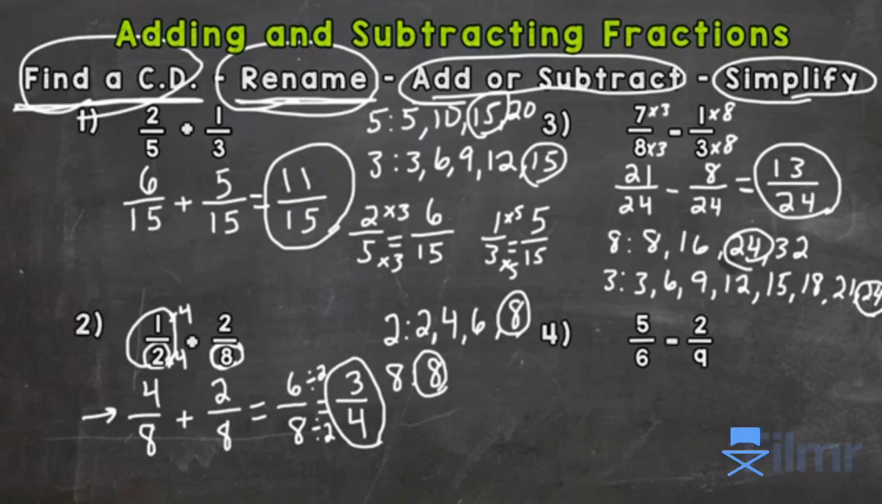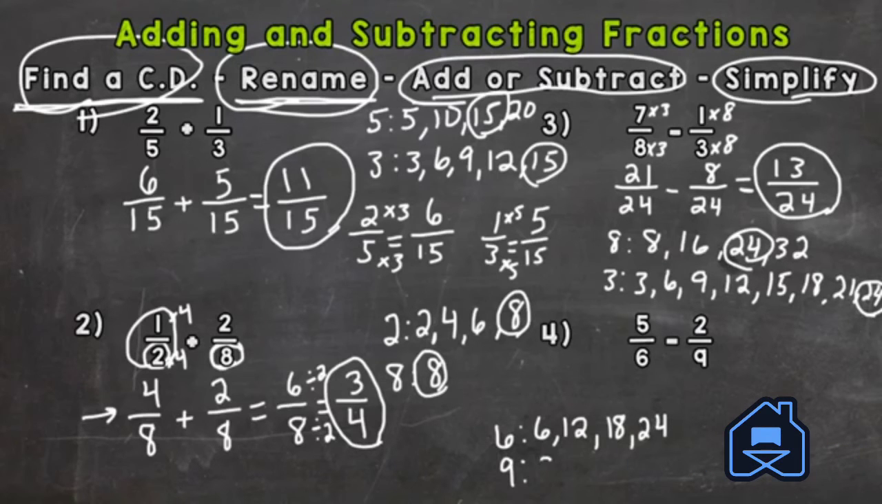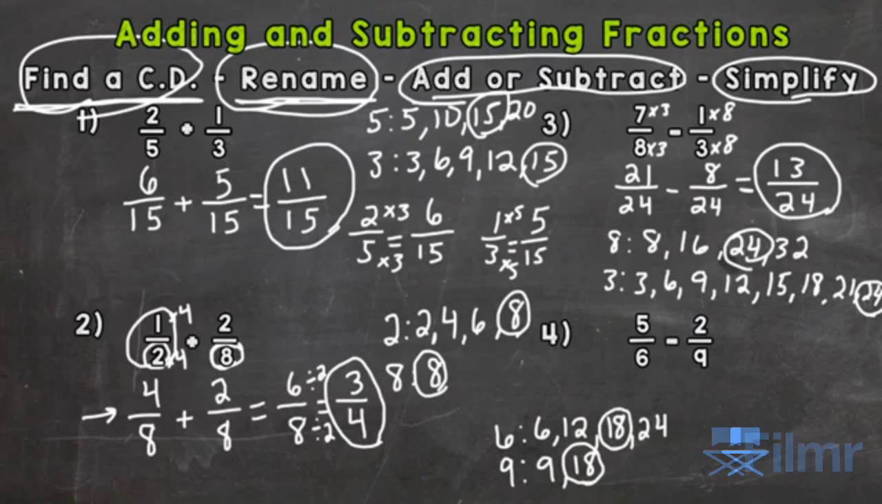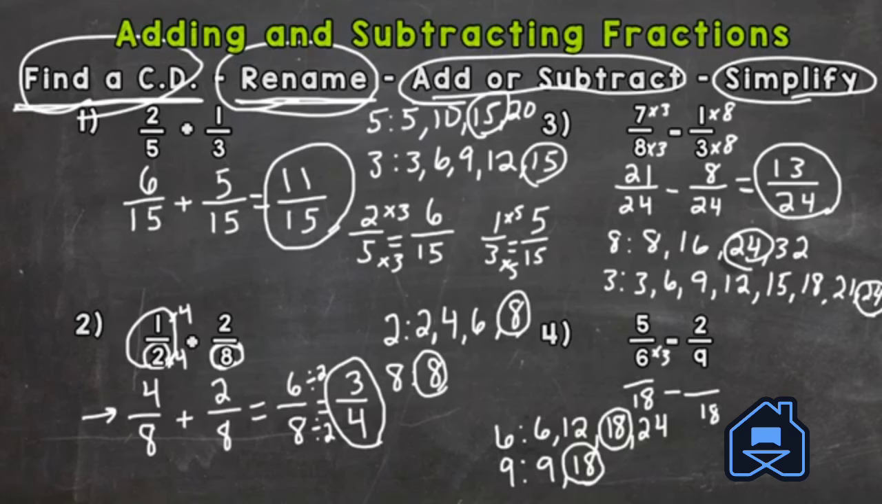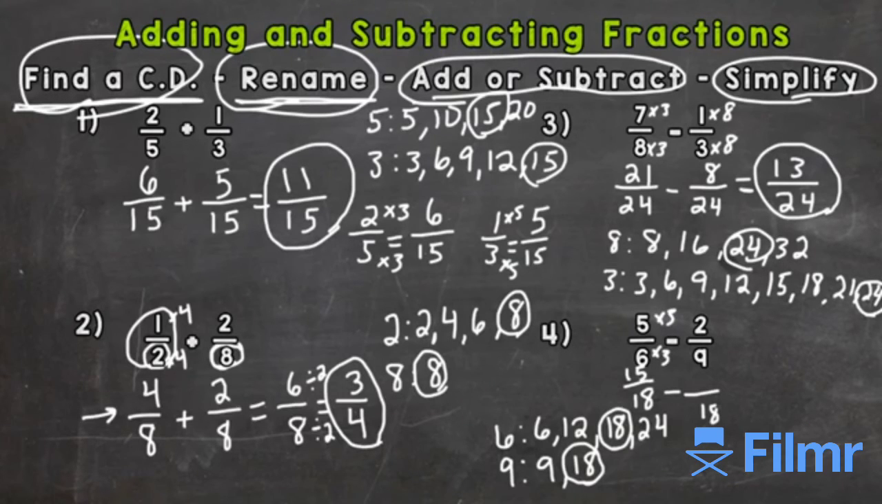So number 4, we have denominators of 6 and 9. So we need to make our multiples list. 6, 12, 18, 24. 9, 18, and we have a match. So our common denominator is going to be 18. So 6 times 3 is 18. 5 times 3 is 15. 9 times 2 is 18.